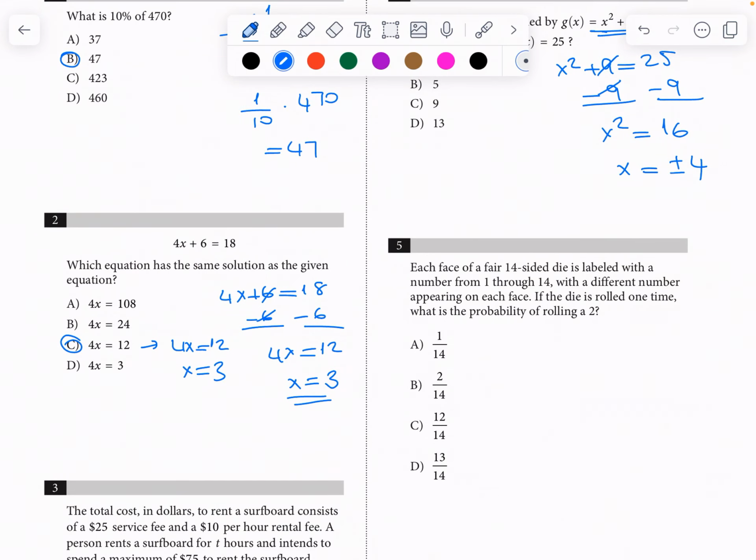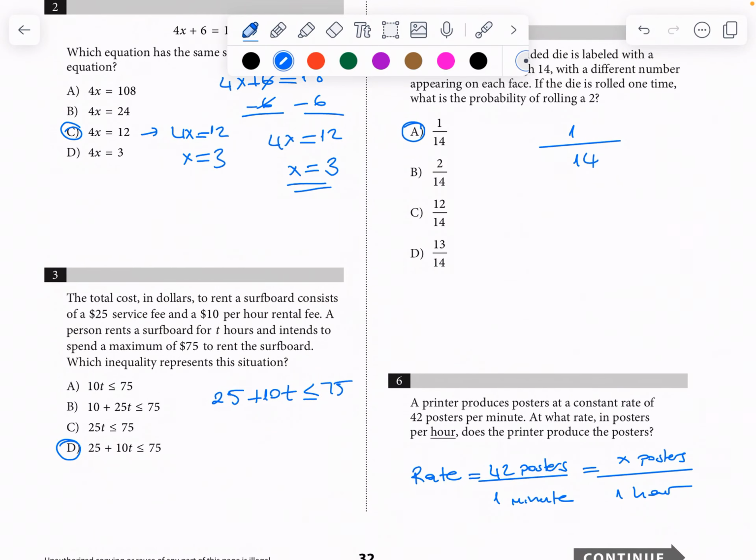Question 5. Each face of a fair 14-sided die is labeled with a number from 1 through 14, with a different number appearing on each face. If the die is rolled one time, what is the probability of rolling 2? So this is, guys, probability: favorable outcome over total outcome. Our favorable outcome is 1 because we have just one 2 on this die, and then our total outcome is going to be 14 because we have 14 numbers on the die. So 1 over 14, answer choice A is the correct answer.